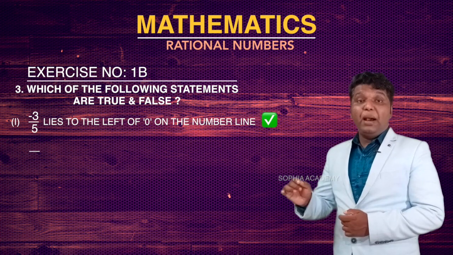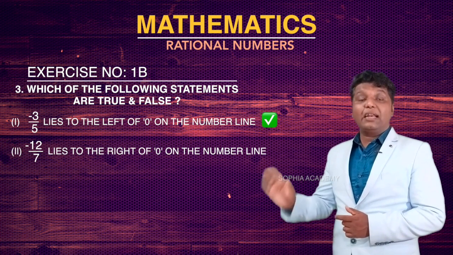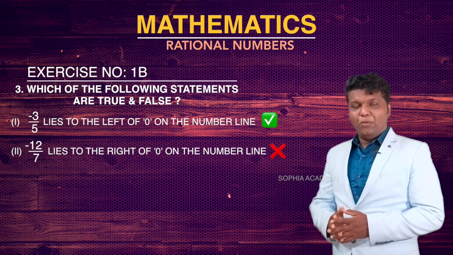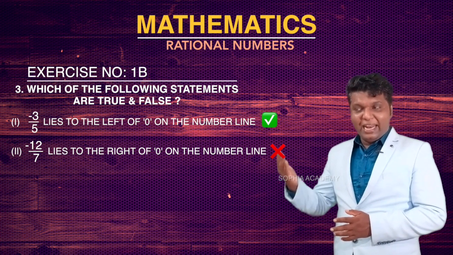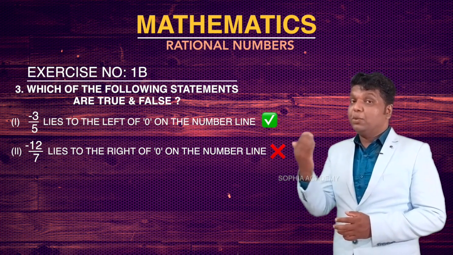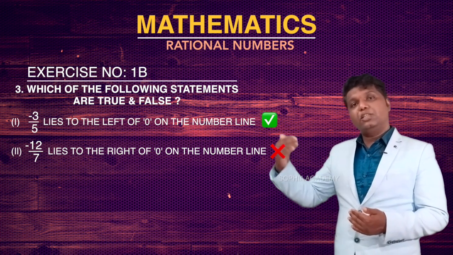Statement number 2. Minus 12 by 7 lies towards the right side of the number line. Is it true? No. Why? Because negative numbers are situated towards the left, and here the statement says it is situated towards the right. Is it true? No. Definitely it's not towards the right, it's towards the left.